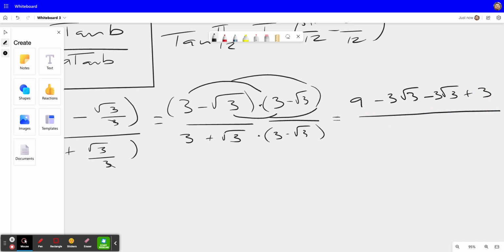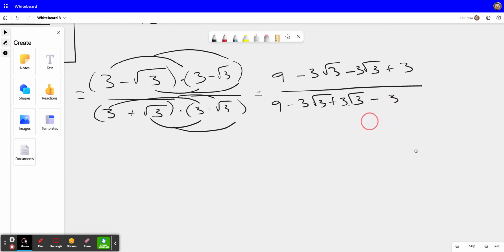Okay. Same thing at the bottom. We're going to multiply these. So 3 times 3 is going to give us 9. And then 3 times negative root 3 is going to be negative 3 root 3. Then positive root 3 times positive 3 is going to give us a plus 3 root 3. And then root 3 times negative root 3 is going to give us a negative root 9, which is also, as we know, a negative 3.